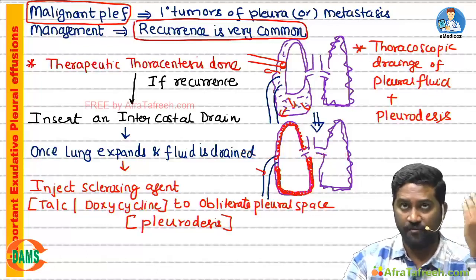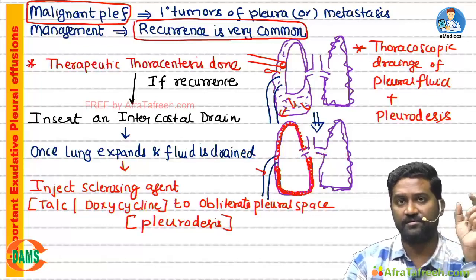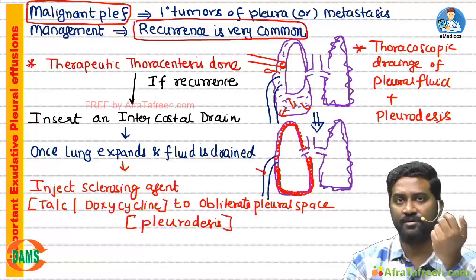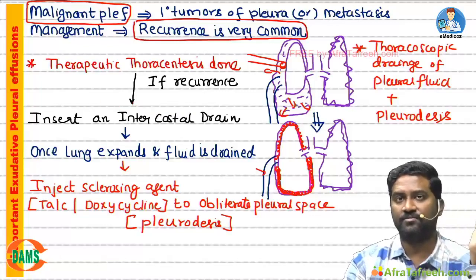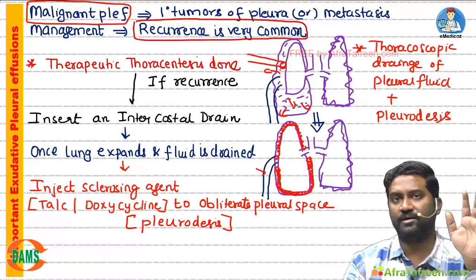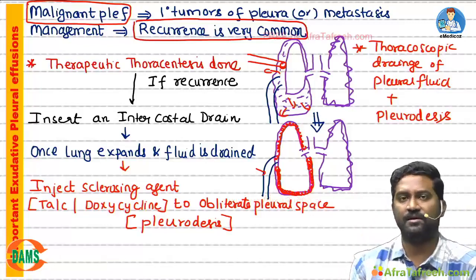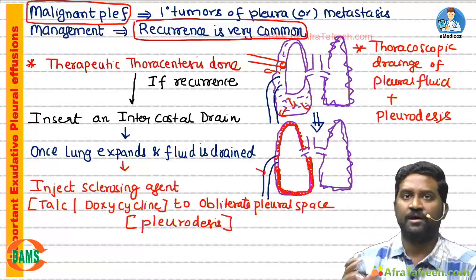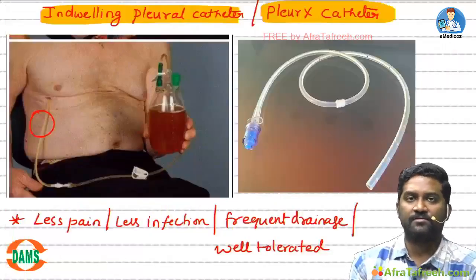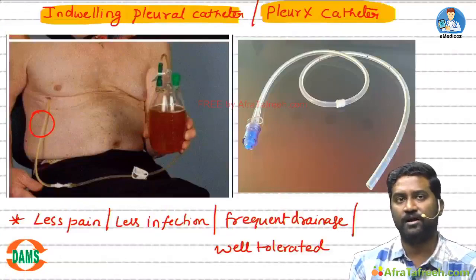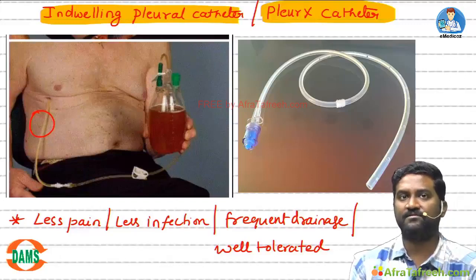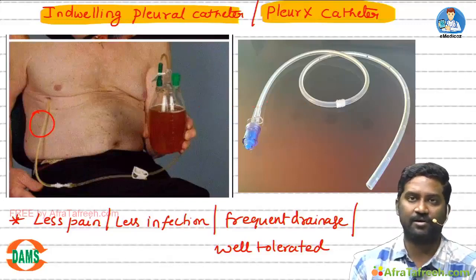But nowadays, if it is a higher center, instead of putting an ICD and waiting for a few days, you can do a surgery, thoracoscopic drainage of pleural fluid, and do pleurodesis on that day itself, on the operating table. So this is an advanced procedure, not routinely done in all hospitals, whereas putting an ICD and pleurodesis can be done in all hospitals. Apart from that, there is another method called the indwelling pleural catheter, also called the Pleurx catheter. The advantage of this method is less pain, less chances of infection, frequent drainage, and it is well tolerated by the patient.